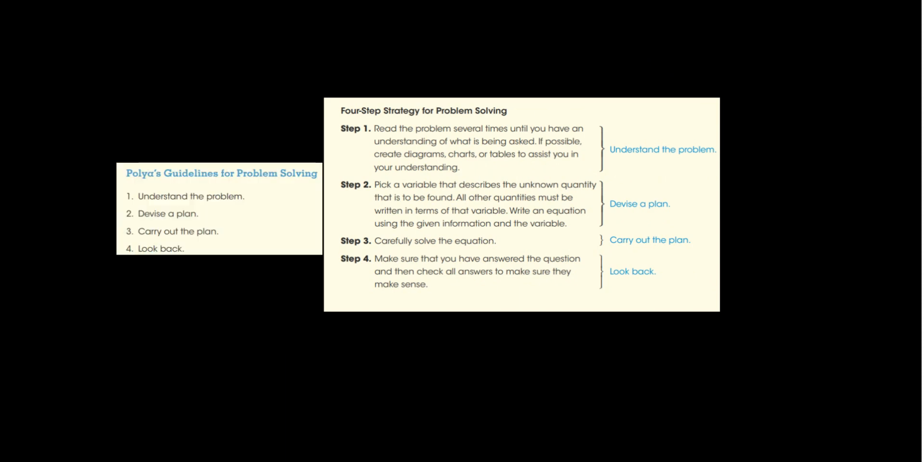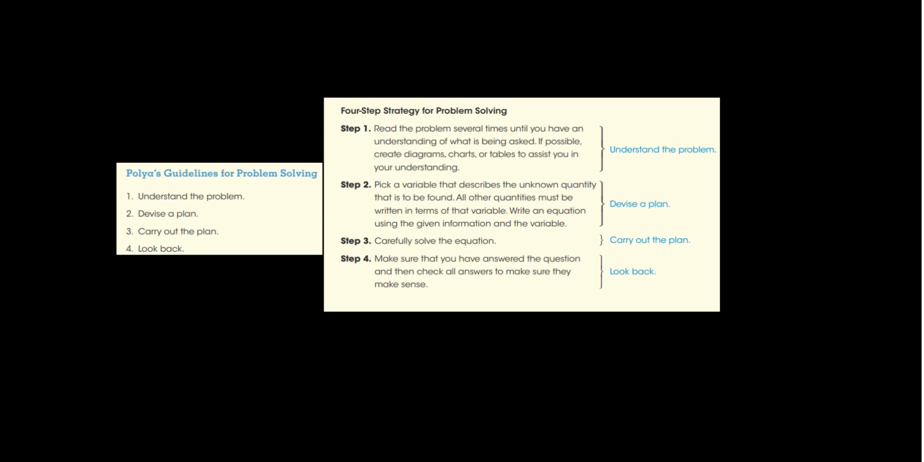Everybody likes algorithms, but understanding the problem, step 1, read the problem several times, and that's very important. Read the problem several times until you have an understanding of what's being asked. And today we're going to be going over quite a few of them, and I'm going to try and break down my thought process when I see them. If possible, create a diagram. It's also very important. Charts or tables to assist you in your understanding.